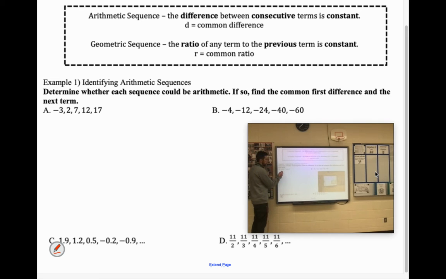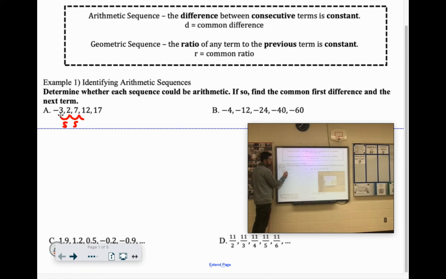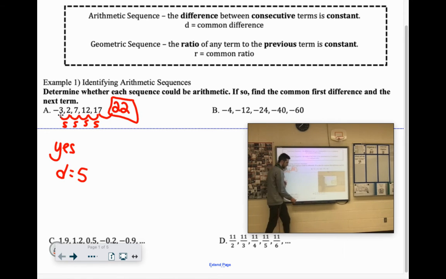So if you look at this pattern, -3 to 2, that's adding 5. 2 to 7 is 5. 7 to 12 is 5. 12 to 17 is 5. So yes, it is arithmetic: the common difference, we'll call it d, equals 5. And then the next term, if we kept that pattern going, would be 22. Cool.